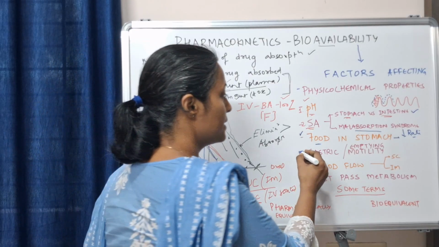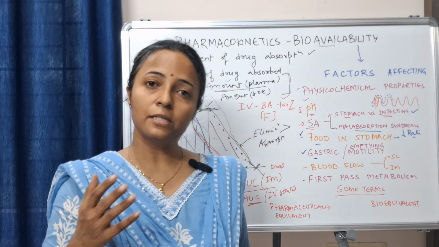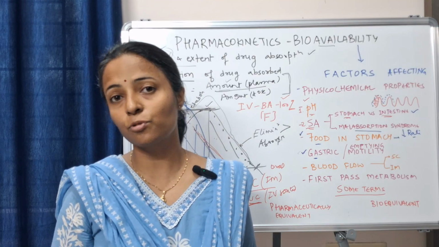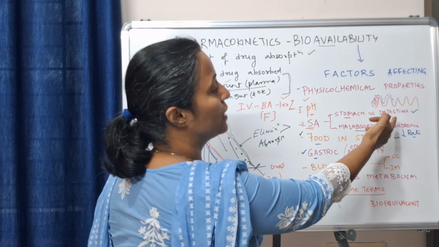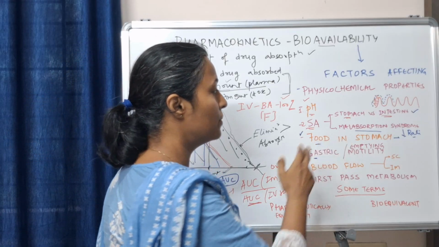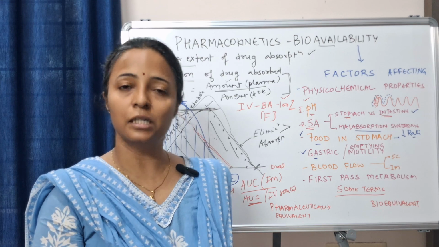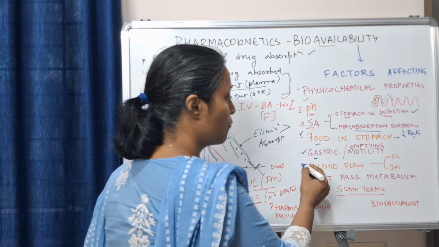The next is the gastric motility. If the gastric emptying is faster, in that case, the rate of drug absorption increases. Can you guess? Here we have seen that the drug is better absorbed in the intestine because of increased surface area. So, if gastric emptying is faster, that means the drug is going to reach the intestine earlier and get absorbed earlier. Okay. Next is blood flow.